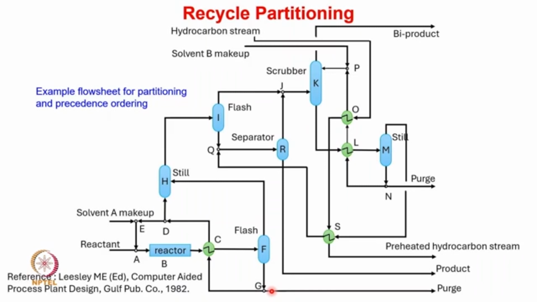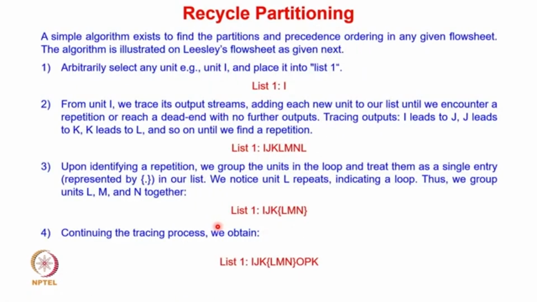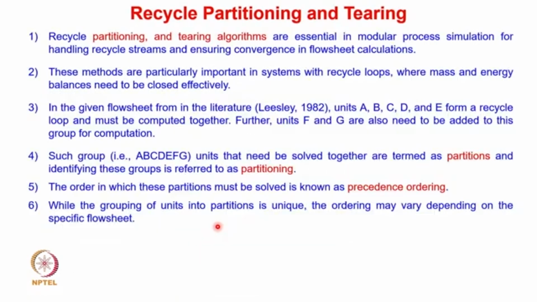But how about the remaining part? This part I can visualize easily, but visualizing the other parts is not that easy. Such groups like A, B, C, D, E, F, G units need to be solved together. So we have identified that A, B, C, D, E form the recycle loop and must be computed together, clearly because they are part of the same loop. Similarly, F and G we can connect with them, isn't it?